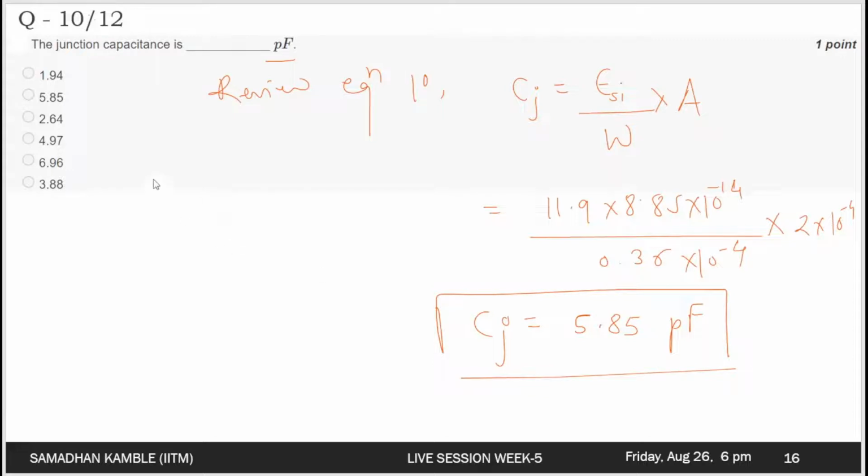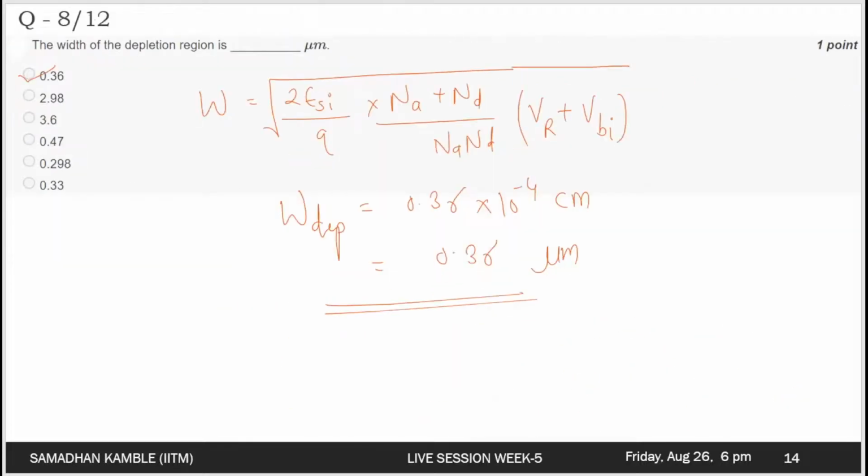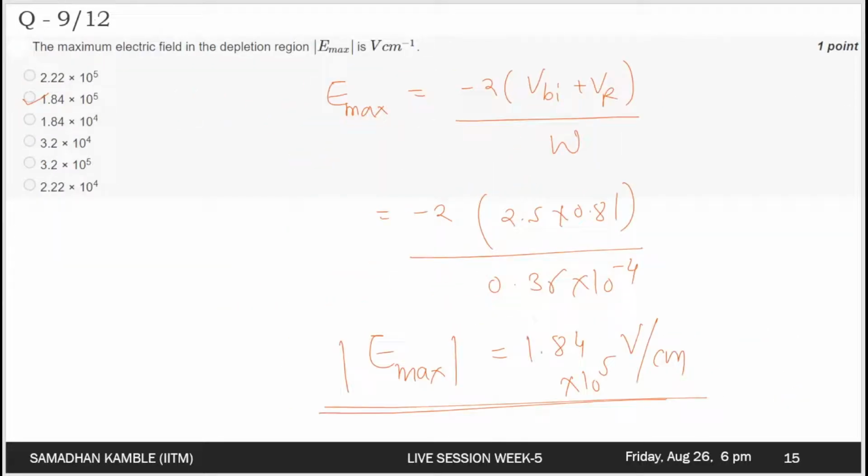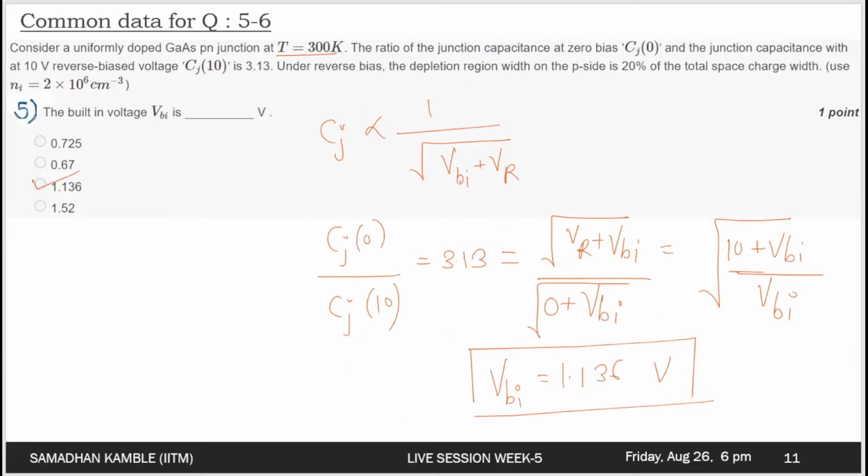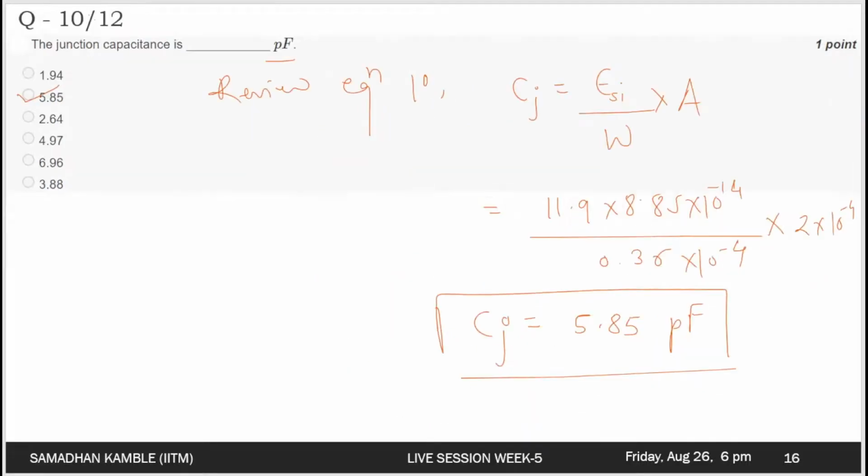Okay, so this was the last question based on the common data. The answer for this question is option B. Is there any doubt in this particular question? There were 4 questions based on this data, or in any previous question. If not, I can move to the final couple of questions.